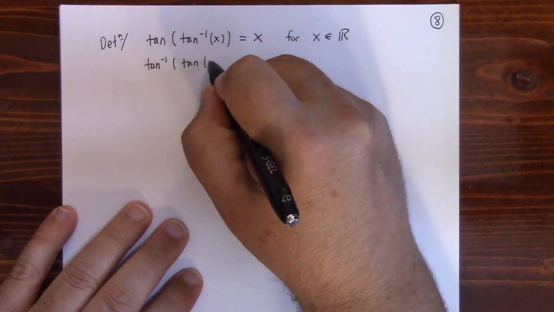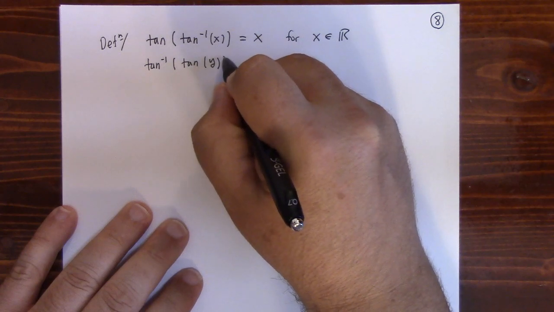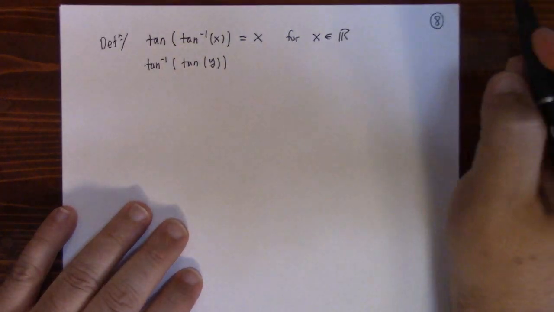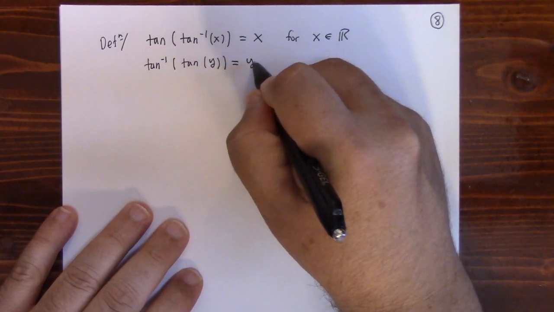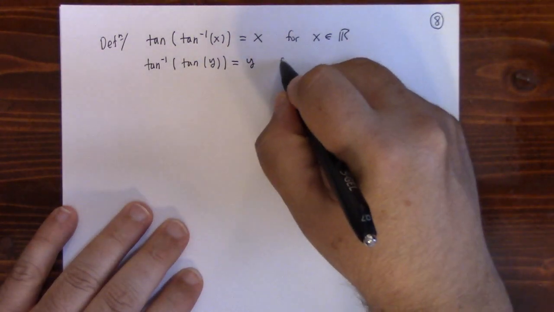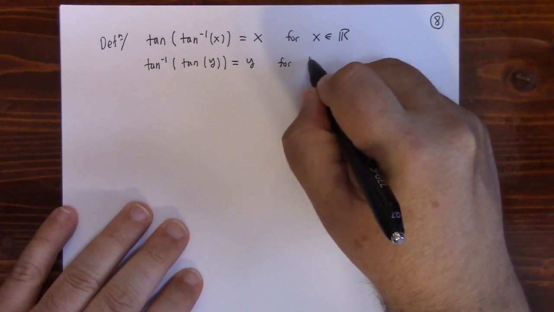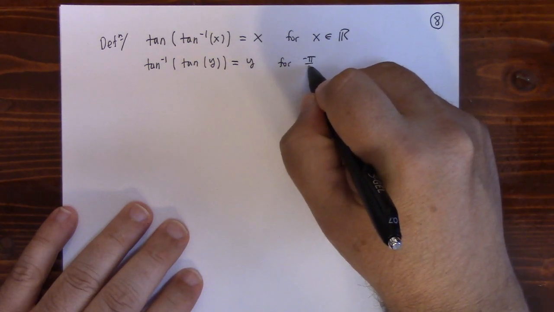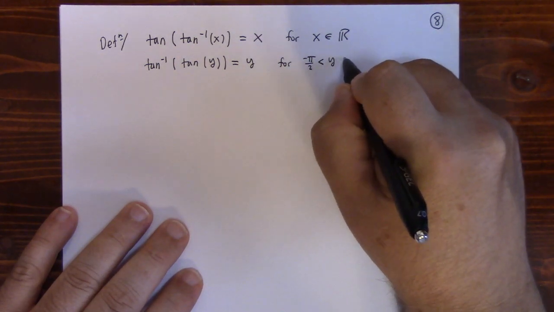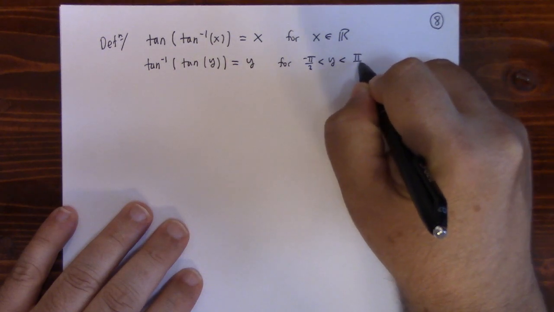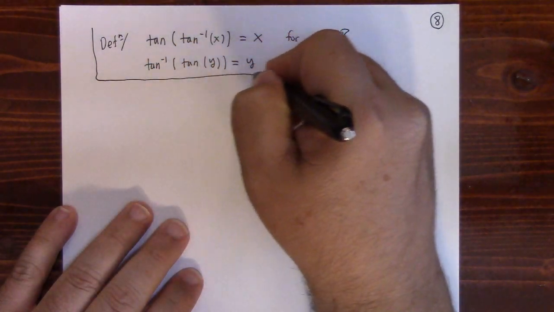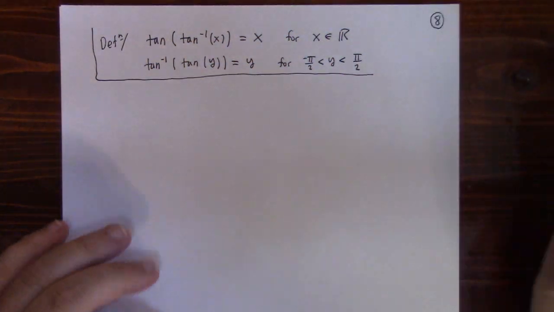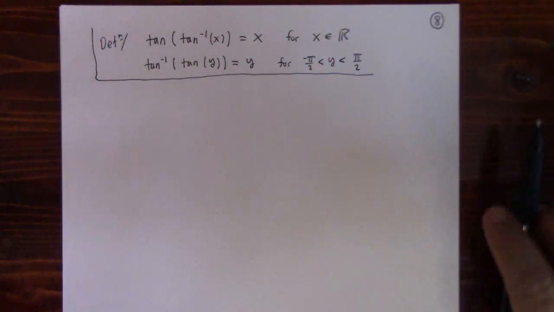My choice of x and y here is probably not consistent, my bad. Anyway, I just want to use a different letter because it does matter. This is for minus pi over 2 less than y less than pi over 2, right? So again, inverse tangent is only going to give you back angles between plus or minus pi over 2, all right?